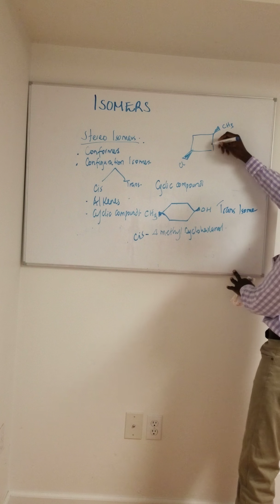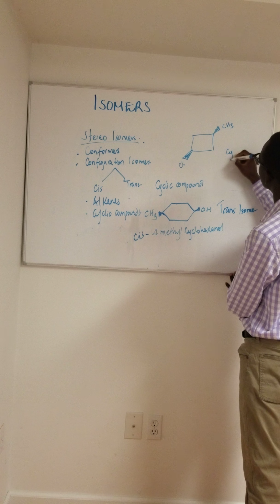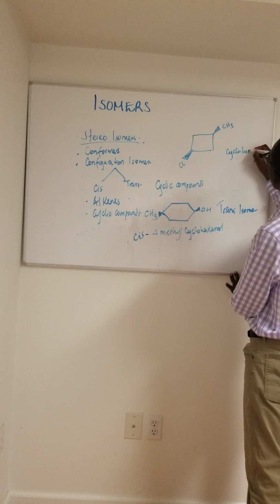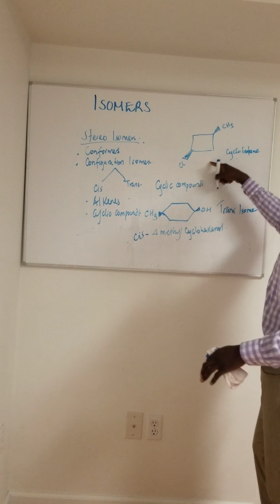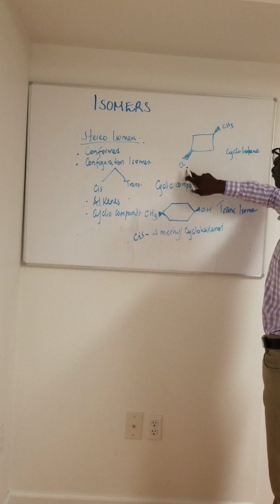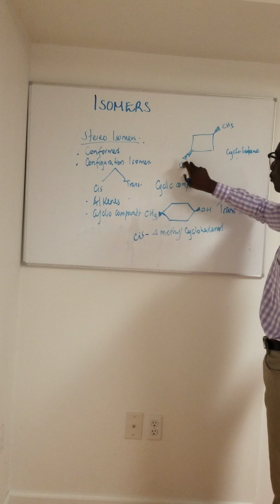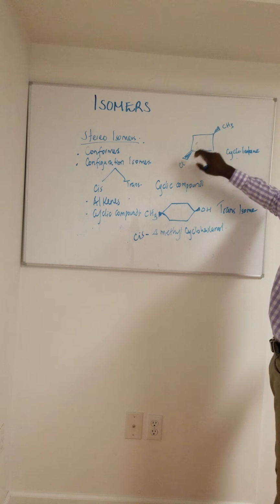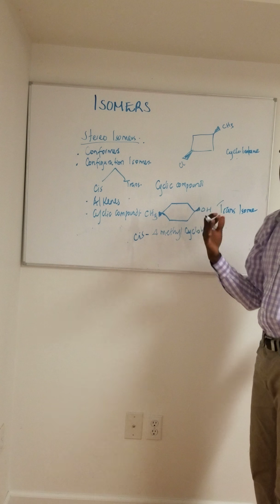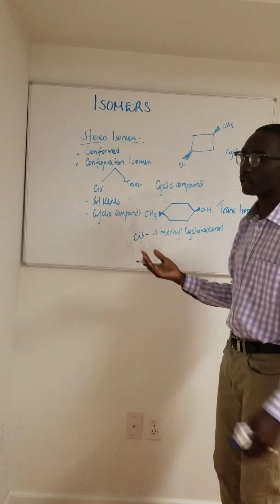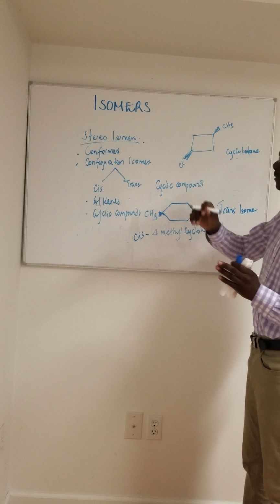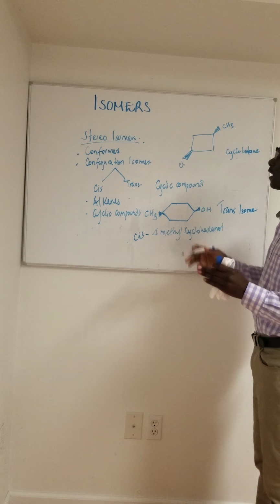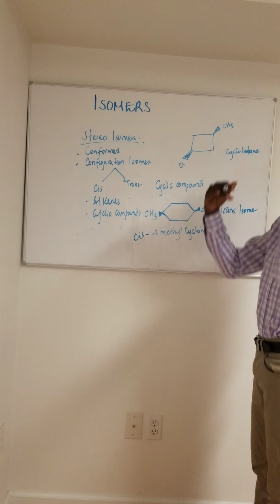So this is cyclobutane. So in cyclobutane, I have a methyl group and a chloro group, a chlorine atom, both with a dark wedge, meaning that it is a cis. So cis is when both atoms are on the same side, whereas trans is when they are on the opposite side.